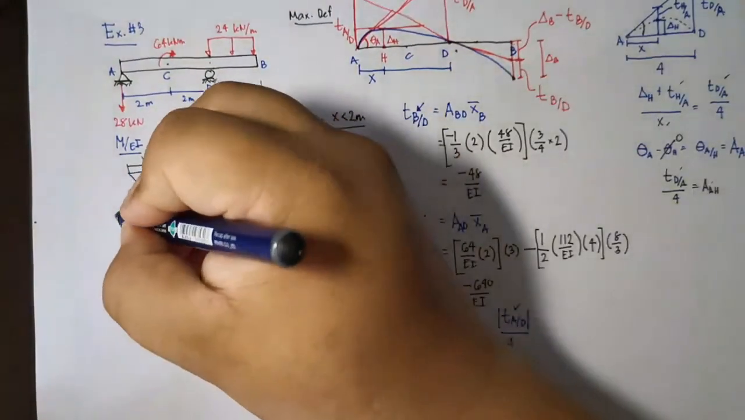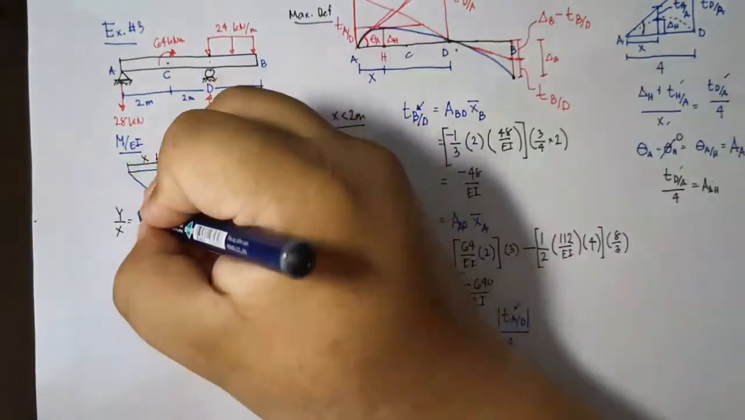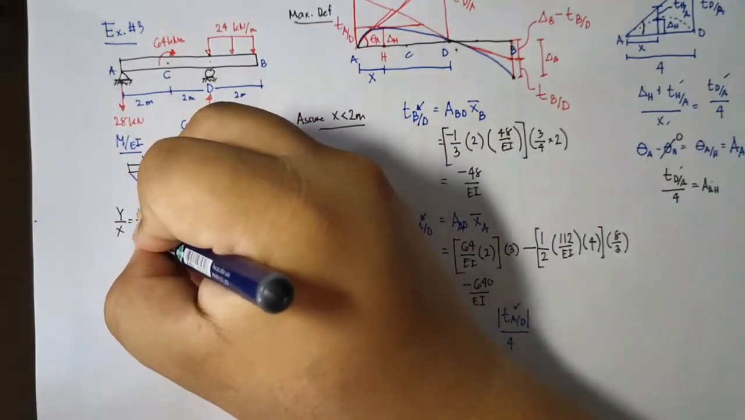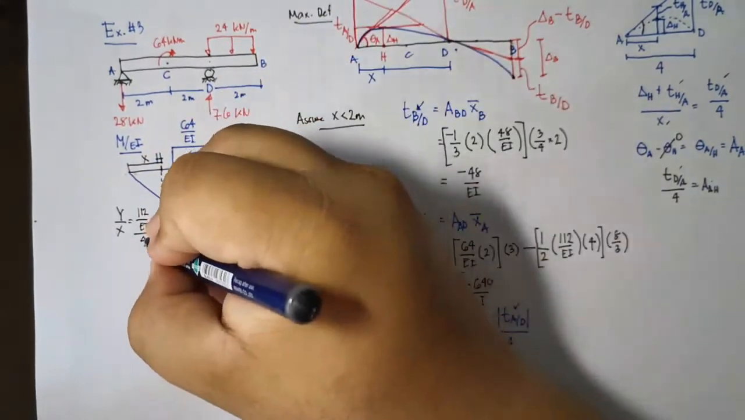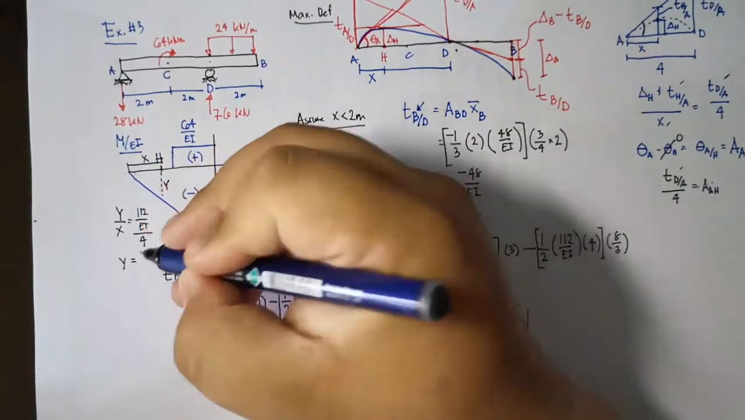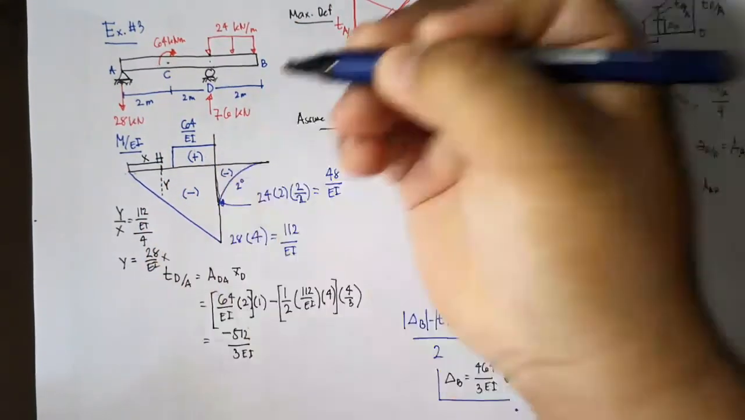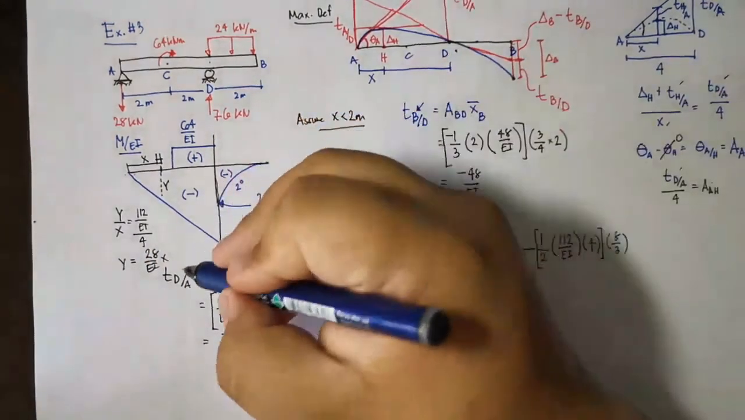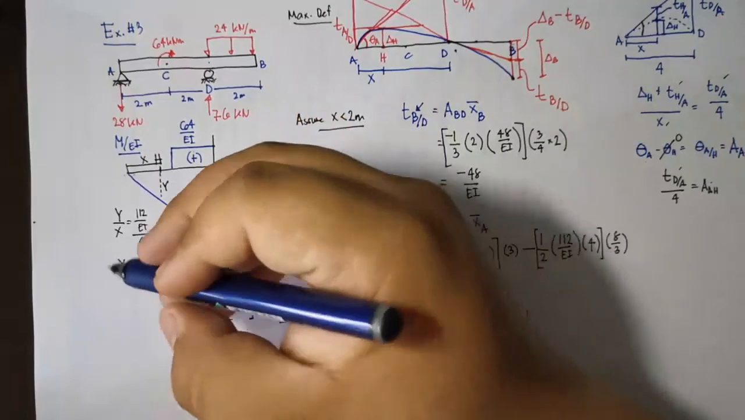So, Y is to X as this total height, which is 112 over EI, is to this distance na 4. So, this gives us a relationship Y equals 28 over EI times X. So, yan yung relationship natin ni Y is to X.